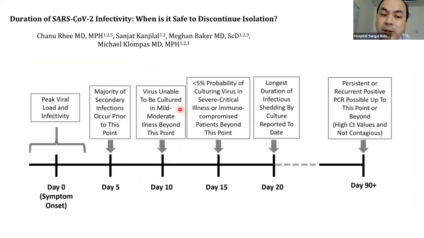These are in mild to moderate patients, category 1, 2, 3. But category 4 and 5, the virus can remain very active even until day 15. But by day 15, it's less than 5% probability of being able to culture the virus. And from literature, we know that by the time you reach day 20, hardly anybody sheds live virus anymore. But your PCR throughout this period can remain positive. Even up to 90 days, the PCR can still remain positive, but it's all effectively what we conveniently term as dead virus.